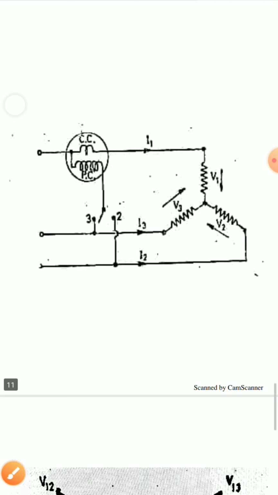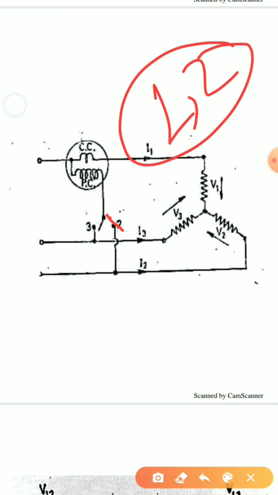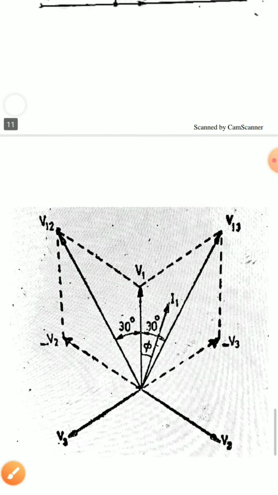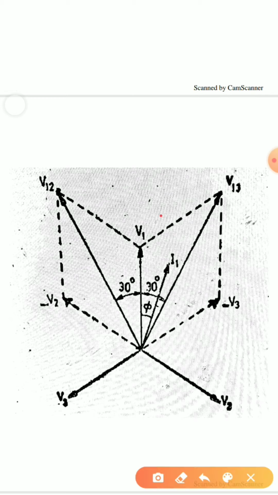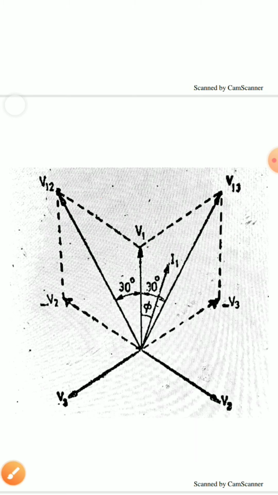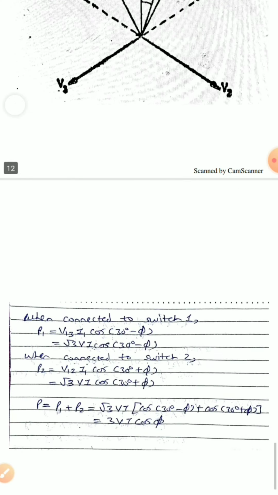For example, first the switch will be connected to 2, so it will measure between phase 1 and 2. Then the switch will be connected to 3, so the readings I get will be between 1 and 3. So this is applicable only when the load is in balanced condition. Now this is the phasor diagram for the one wattmeter method. Here we can clearly see that between V1 and I1 I have a phase difference of phi. This is V13, this is V12. As in the previous phasor diagram, we are using this phasor diagram to come to the calculation part.